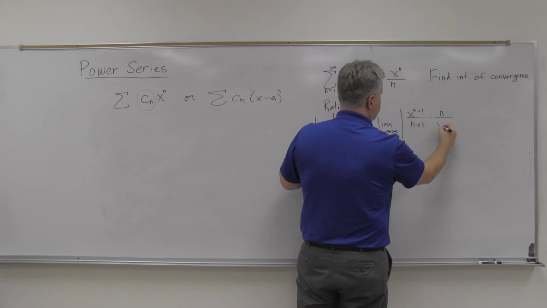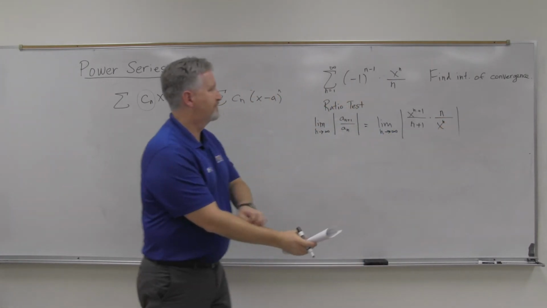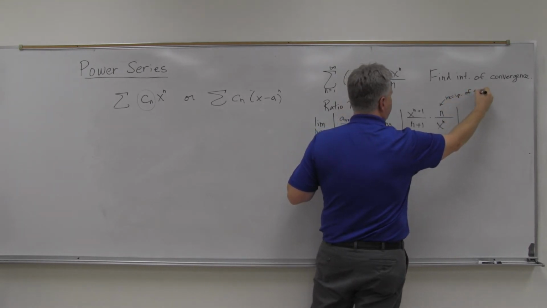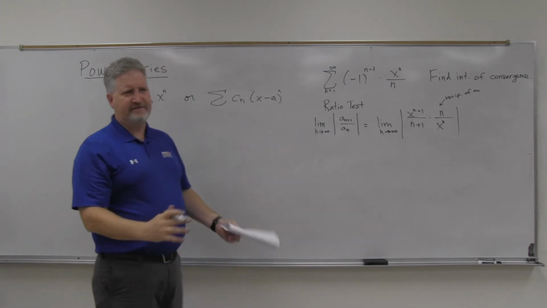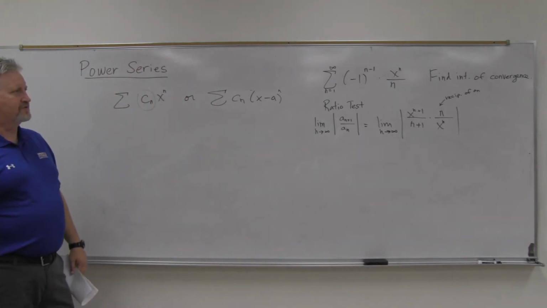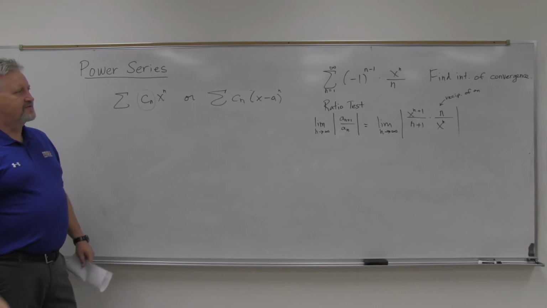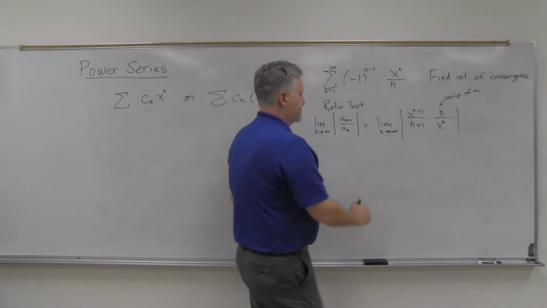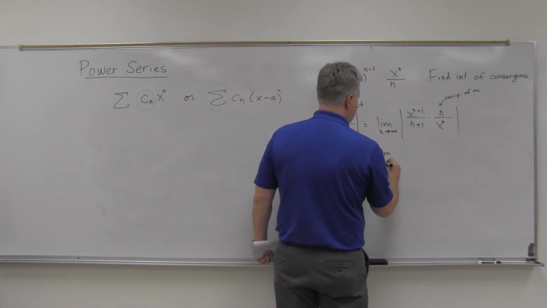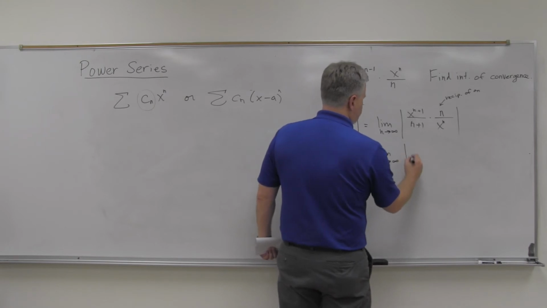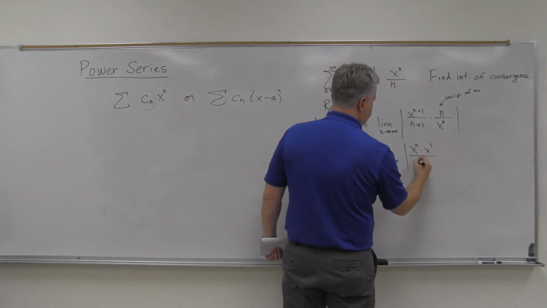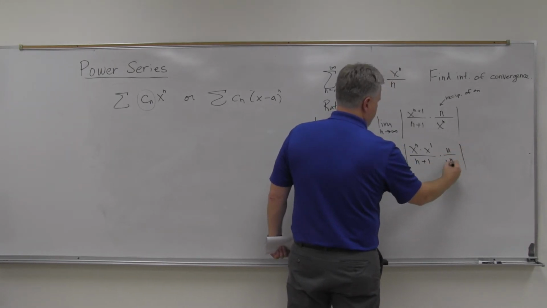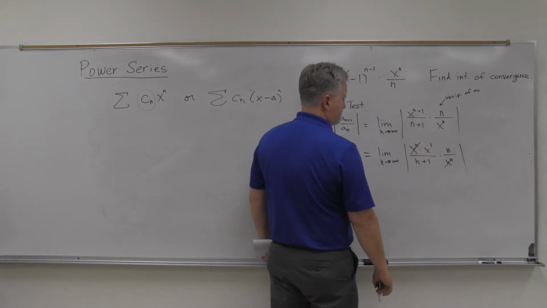Just note, a lot of these will have fractions, so we can just multiply by the reciprocal and save ourselves a step there. Is everybody good with that? Okay. So we've got to figure out this limit. Well, we do get some cancellation here. First of all, the x to the nth power cancels out.